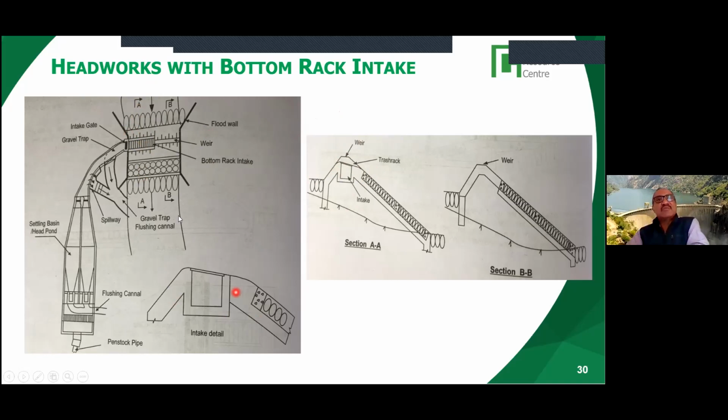So the intake detail is given here. It's a bottom intake. The water actually falls vertically down to the intake, and this side is, of course, the section on BB, which is the weir section. So part of it has the intake. These are the two types. There are other types of intakes also, but these are the two types I just wanted to introduce to you.